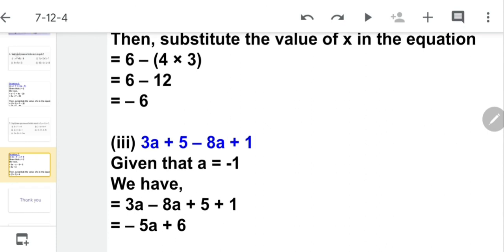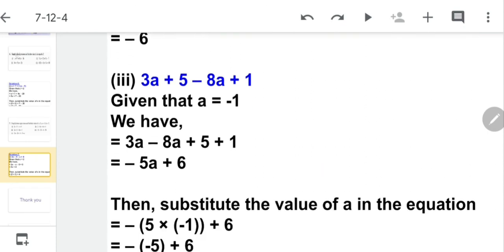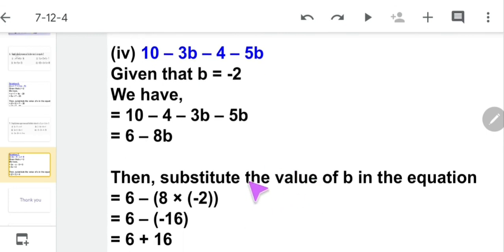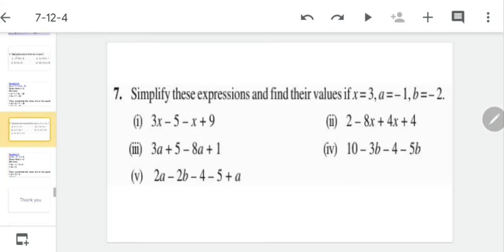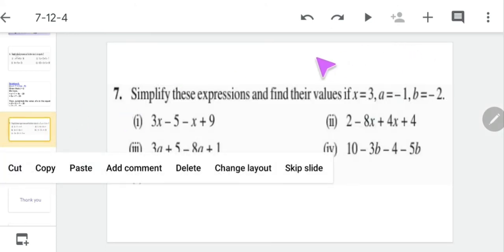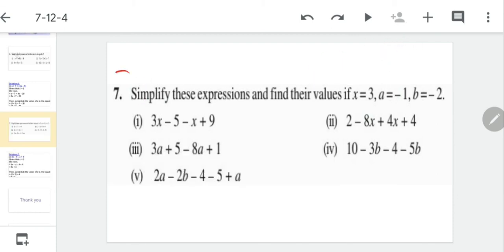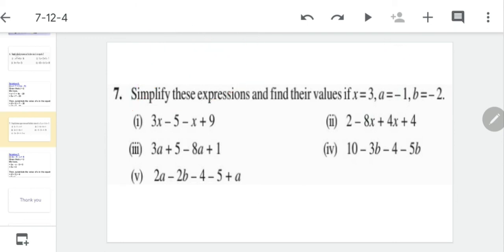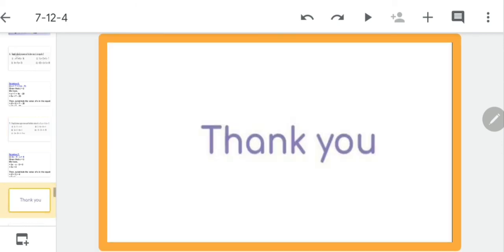We have been given the value of a, which is minus 1, and the value of b, which is minus 2, and you can do all these questions very easily. So that means question number 7 is also your home assignment for today. You can do it very easily on your own. So class, what you have to do today, you have to solve question number 3 and 7 on your own, and you have to practice all these questions again and again. So keep practicing. Thank you for today.